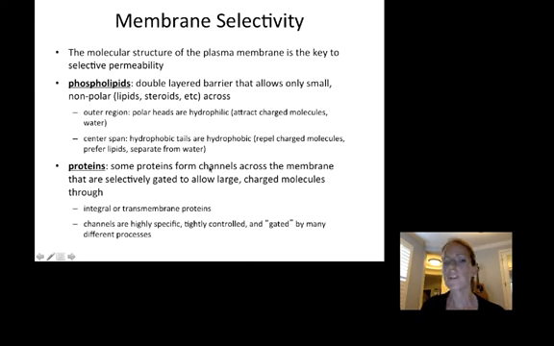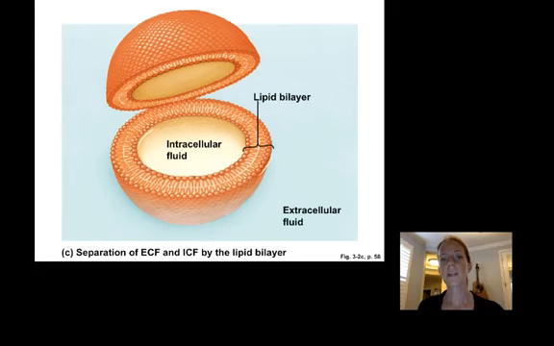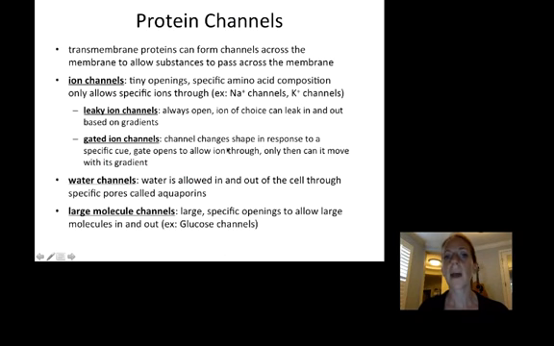Proteins can form channels across the membrane that can selectively gate or allow charged molecules across. So here again, we have our lipid bilayer. We have solutions inside and solutions outside of the cell, and then the bilayer, which prevents the passage of any molecules that have charge or polarity across the membrane. So how do molecules get across? Well, they get across by going through protein channels.